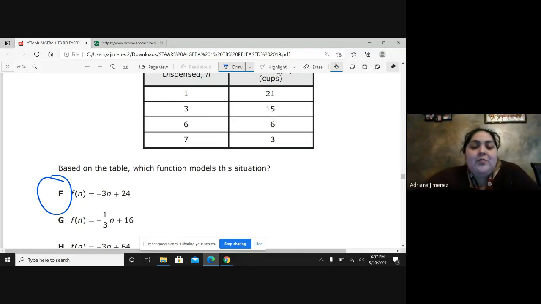Okay. All we're doing when it says the model that represents the situation or the best model, we're looking for most of the dots to go through it.